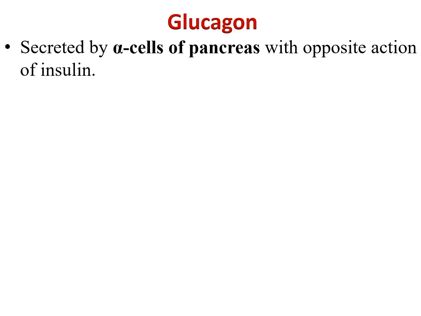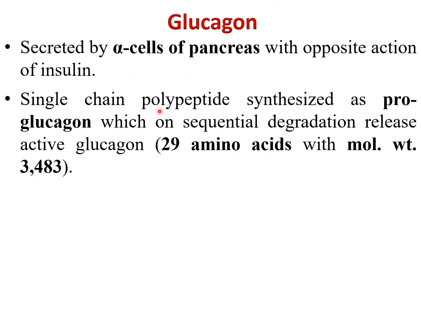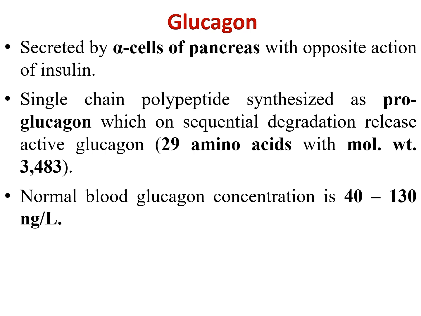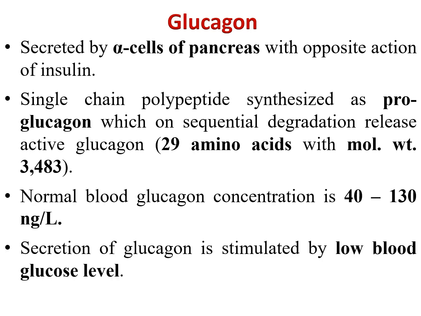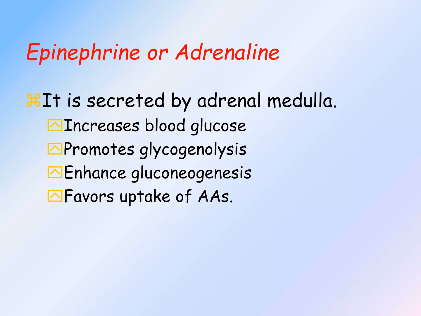Next come the anti-hyperglycemic hormones. Glucagon is secreted by alpha cells of the pancreas, with opposite action to insulin. On sequential degradation, it releases active glucagon with 29 amino acids and a molecular weight of 3483. The normal range I have given is 40 to 130 nanogram per L. Secretion of glucagon is stimulated by low blood glucose level. So you should know which hormones will be produced in our body at high blood glucose and at low blood glucose.